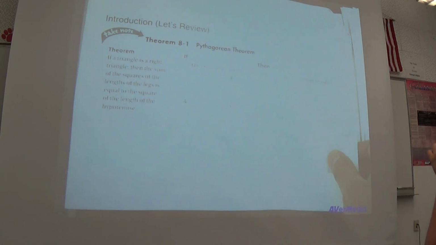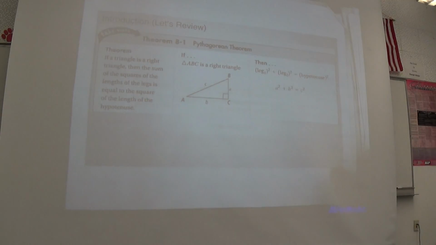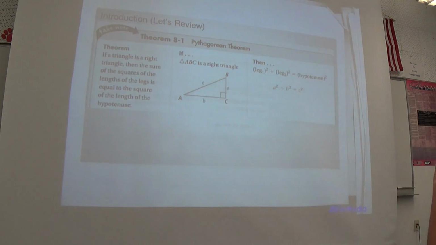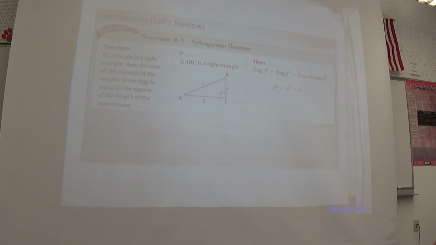First of all, we're going to start off with talking about the Pythagorean theorem. If a triangle is a right triangle, then the sum of the squares of the lengths of the legs is equal to the square of the length of the hypotenuse. So this is a right triangle.